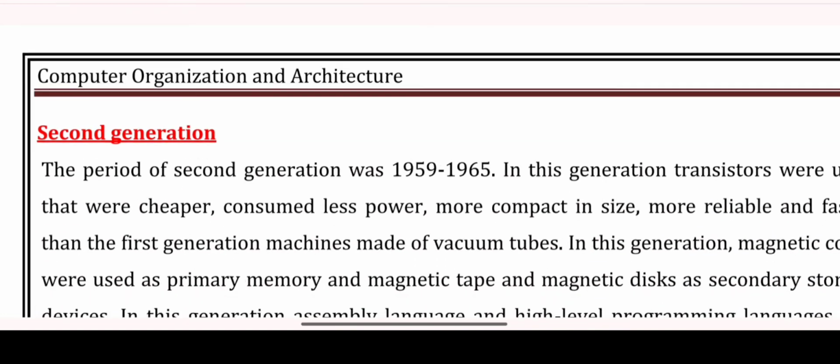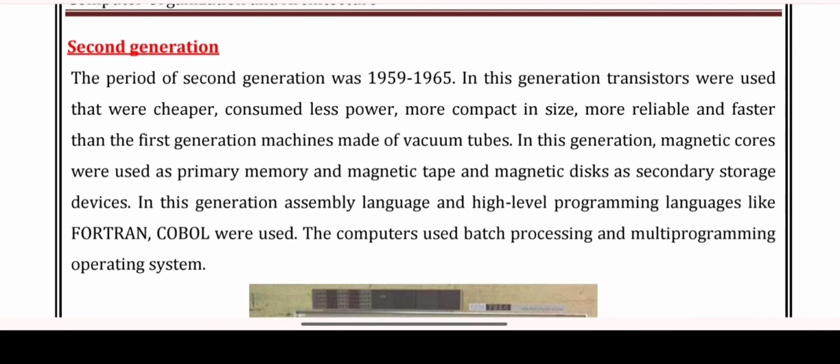Now we go on to the second generation computer. The period of the second generation computer was 1959 to 1965. In this generation, transistors were used, which were cheaper, consumed less power, more compact in size, more reliable, and faster than the first generation computers. Magnetic cores were used as primary memory, and magnetic tape and magnetic disks as secondary storage devices.